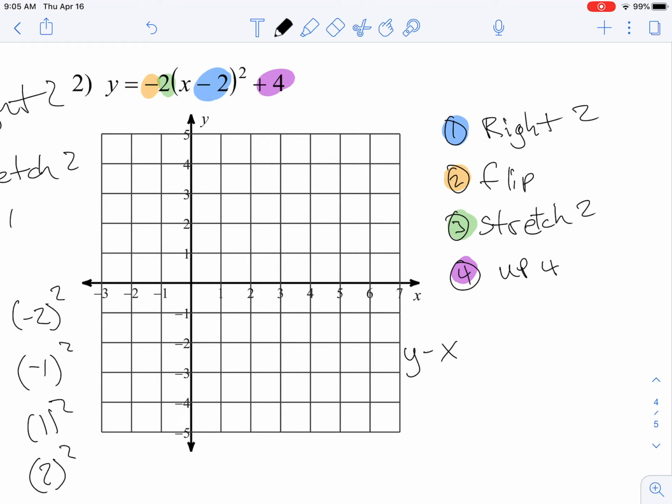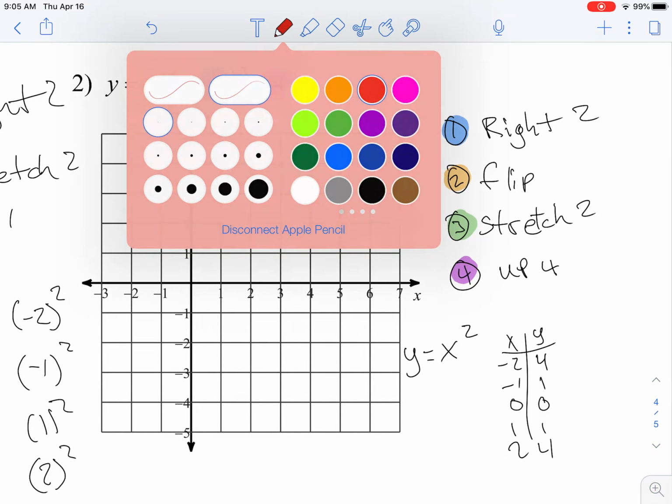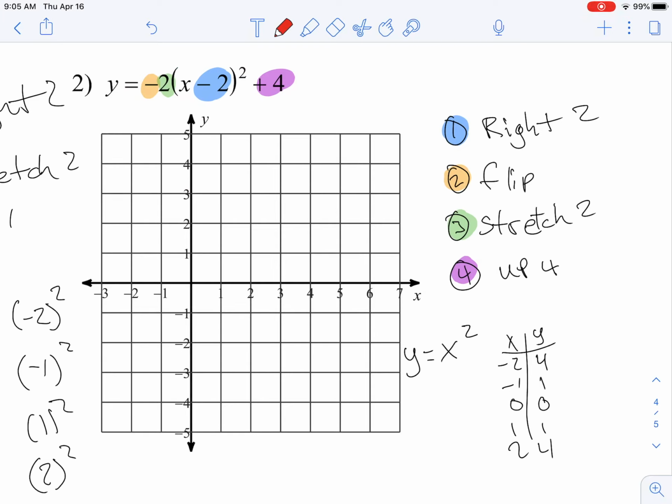If it was just y equals x squared and no extra stuff going on, we would have a table, and we would have -2, -1, 0, 1, and 2, and these would be the numbers that correspond. So I'm going to plug those in red. I'm going to start with red. That's my starting point. So here's my parent function. There we go. So there's my parent function.